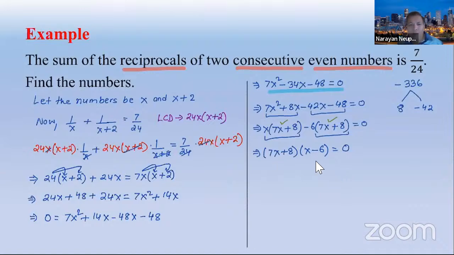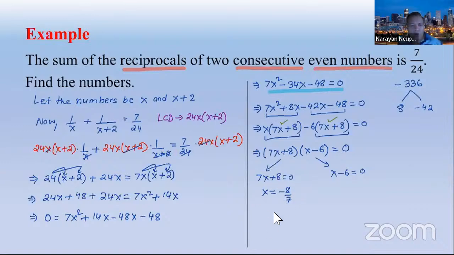Now, in order to find the value of x, we have to set each of these factors to 0. If the first factor is 0, 7x plus 8 equal to 0. If we set the second to 0, that is x minus 6 equal to 0. To solve the quadratic equation, we set each factor to 0. That is called the zero product property. For the first equation, you move 8 over and divide by 7, so you get x equal to negative 8 over 7.